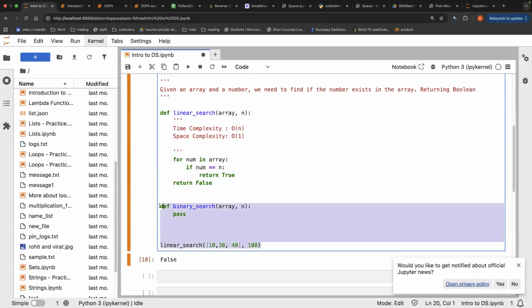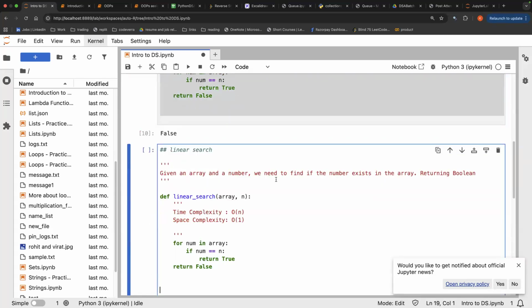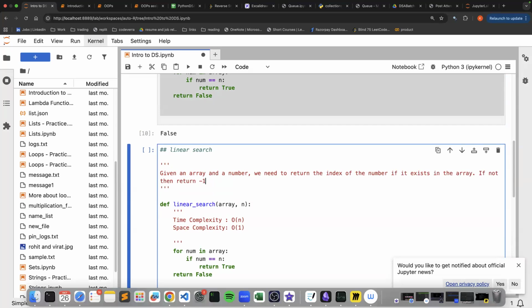You can frame the same question in a different way also. Let me delete it from here. Let me take the same question here. We can say given an array and a number, we need to find if the number exists in the array. We need to return the index of the number if it exists in the array. If not, then return minus 1.